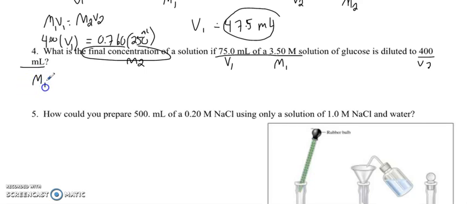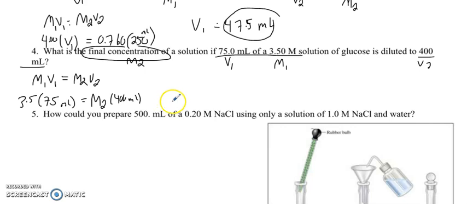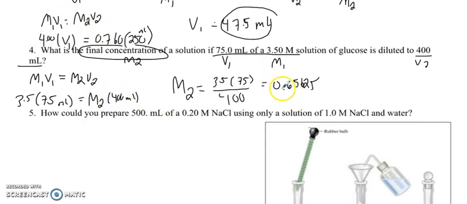So start with your equation. M1 V1 is equal to M2 V2. M1 we saw was 3.5 molar. V1 is 75 milliliters. So just make sure that if we're using milliliters here, we have to get milliliters on the other side. And we don't know M2, but we do know that V2 is 400 milliliters. So I want you to pause, isolate, and solve for M2. Okay, so with your work, you should have got the concentration was 0.65625 molar.